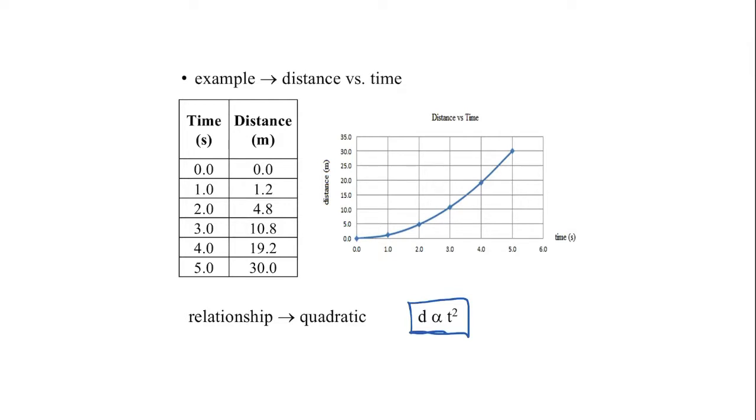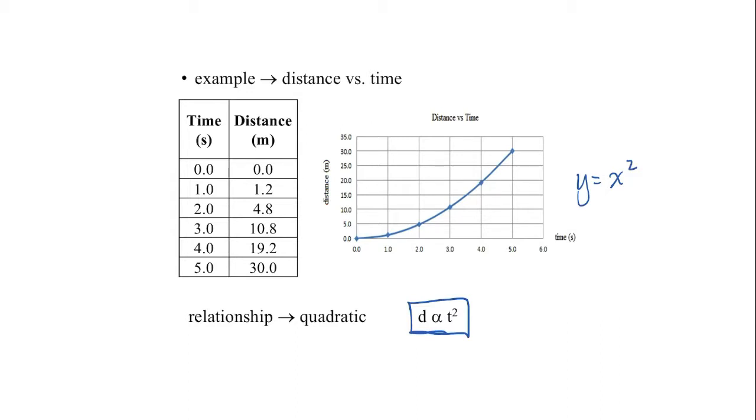Well, again, a quadratic is y equals x squared. What's on the y-axis? Displacement. What's on the x-axis? Time. So I just replace y with d and x with t because that's what's on each axis. Okay? So there's the relationship between those two.